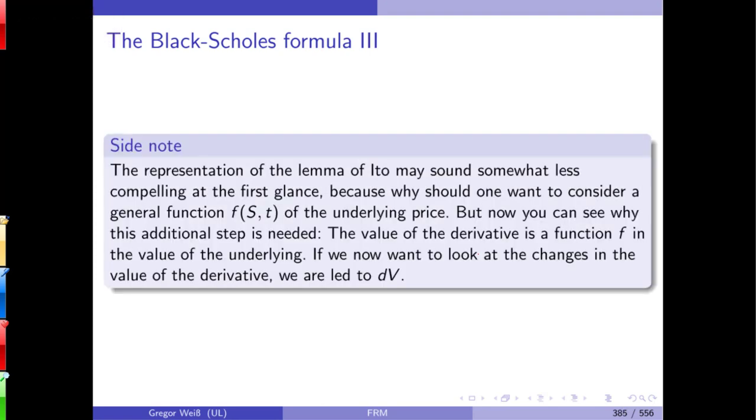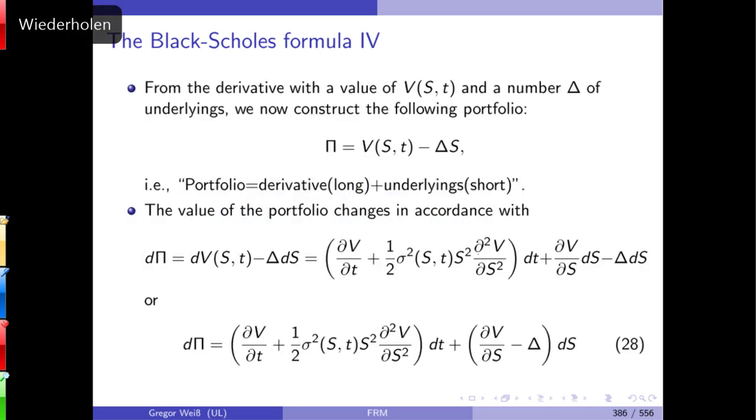Now, at this point, this representation of Itô's lemma may sound somewhat less compelling. Why? We are only talking about a function f, a function in the underlying price. The nice thing is, we can now look at changes in the underlying price, and I'll come back to this later, but there is a reason why we are speaking of a very general function f in the underlying price, why we are speaking of one derivative. And it's interesting to see that in this model, the derivative price is nothing but simply a function in the underlying price. It's just f of S. That's it.